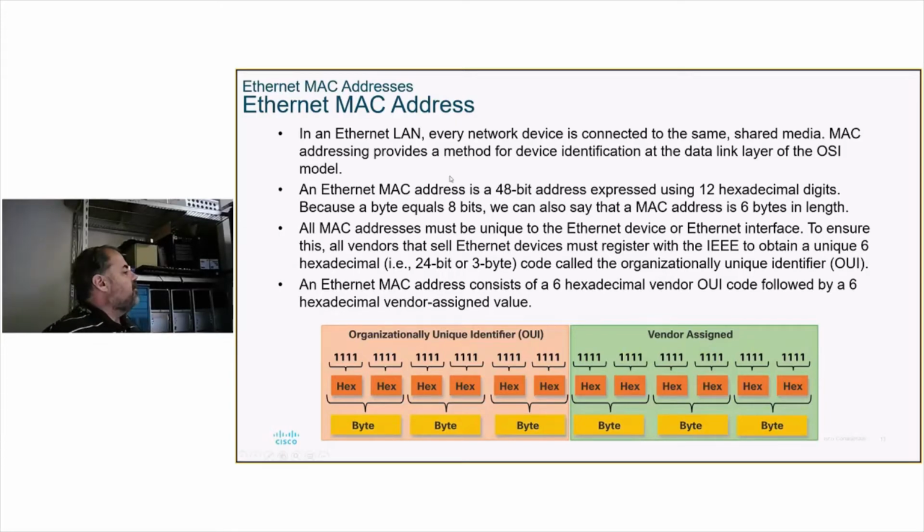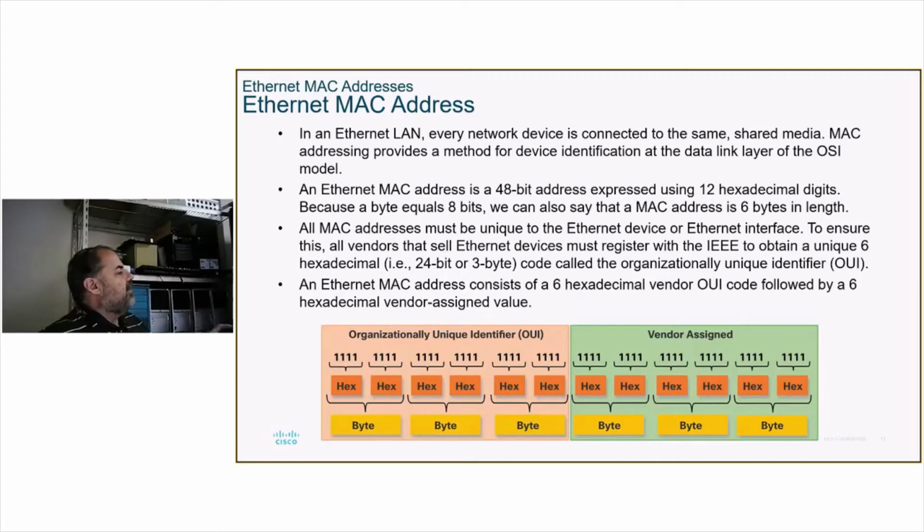And so if you wanted to make Ethernet devices, by all means you can, but you need to register with the IEEE to get an organizationally unique identifier. And then from there, with 24 bits, that's 16 million devices you can create. So that should do you for a while.